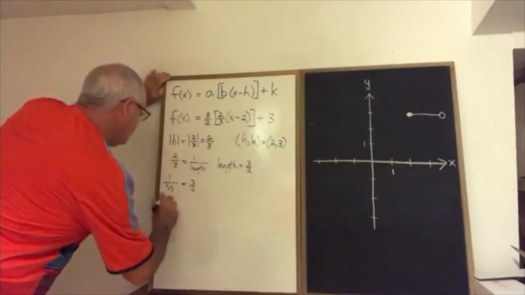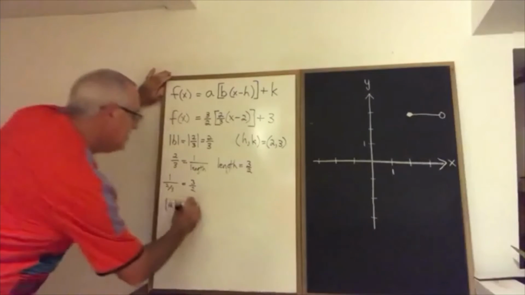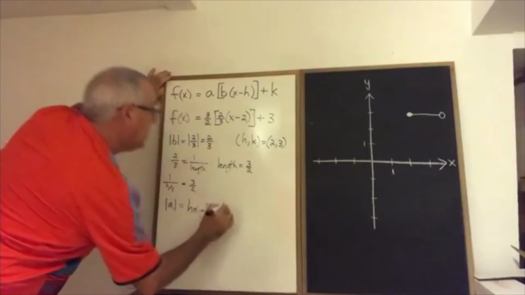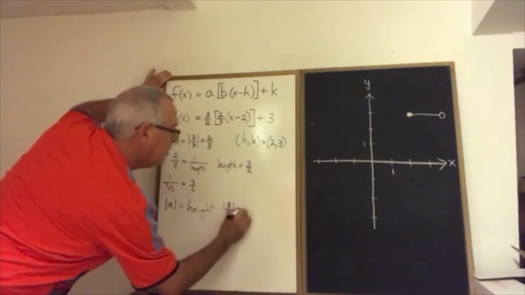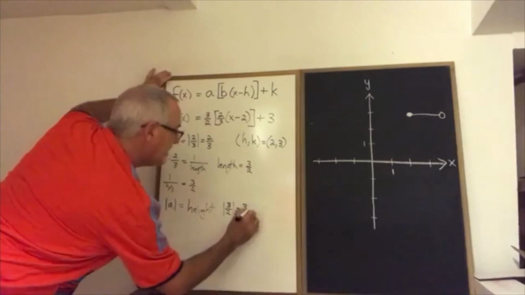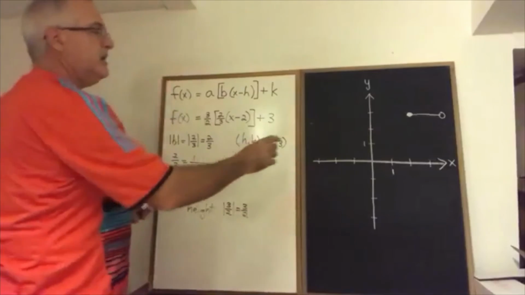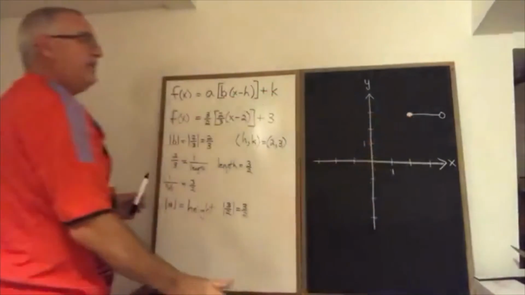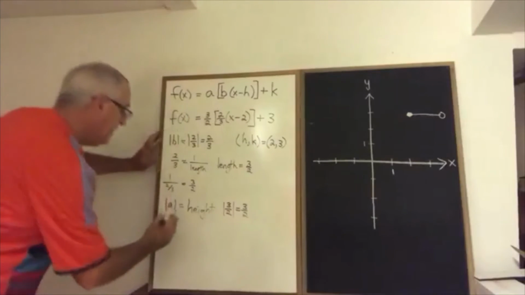The absolute value of a is equal to the height. In this case, the absolute value of a is the absolute value of 3/2, which is 3/2. That's our height. Again, 1.5. So there will be a step 1.5 units above this one. There will be a step 1.5 units below it. I need to find out the slope before I can draw that next step.